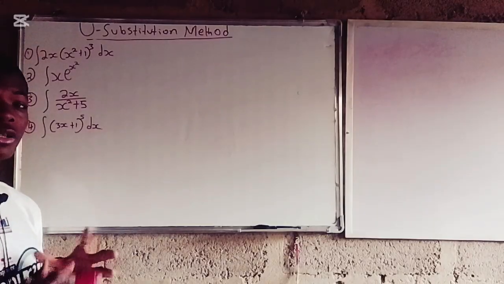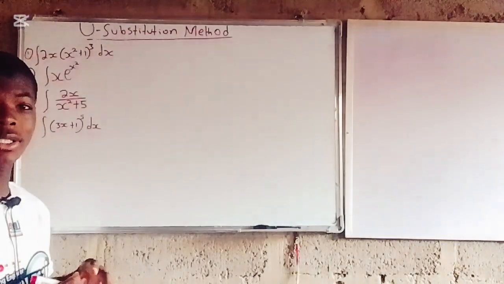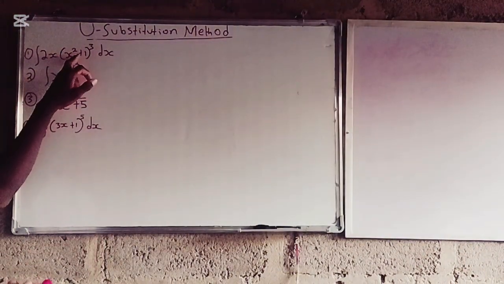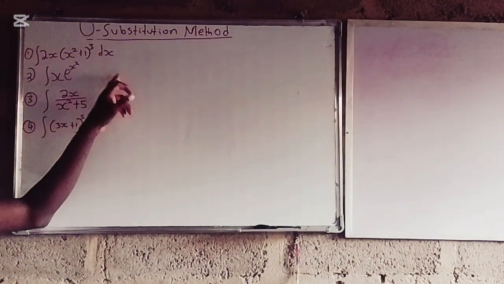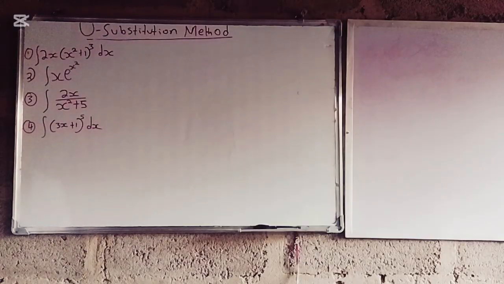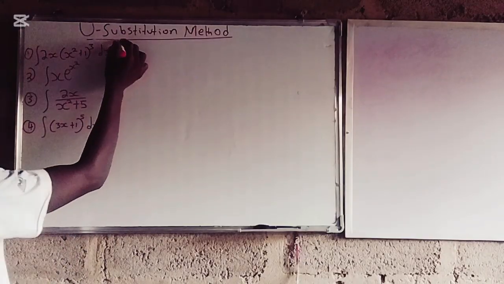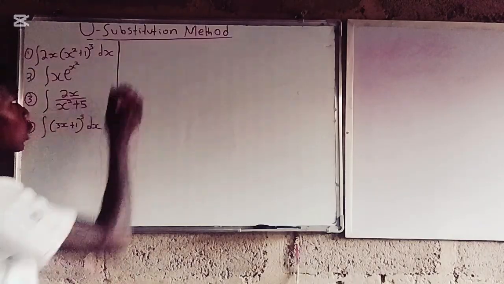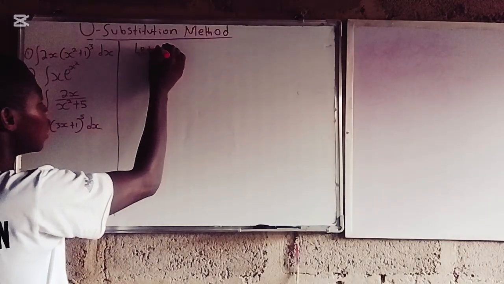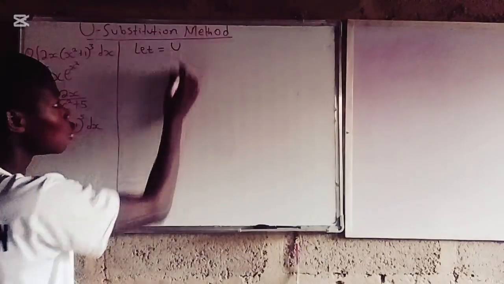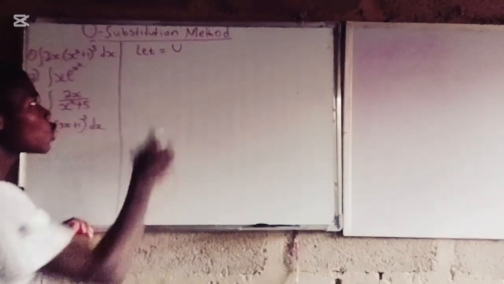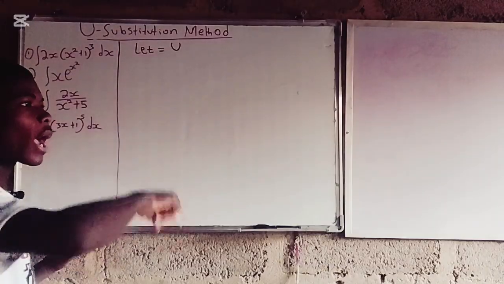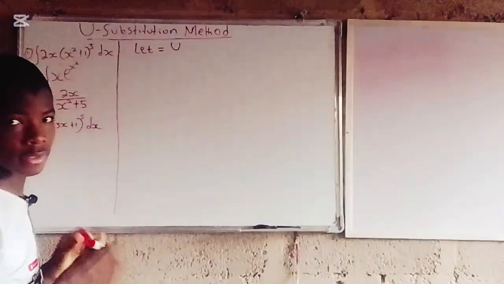The integral cannot be solved directly by using what? By using the indefinite integral, or let me say by integrating this. They cannot be solved directly, unless we use the U-substitution. So how can we use this U-substitution? The first thing that we do in U-substitution is letting one of the variables be U. After letting it be U, we have to differentiate this U. After differentiating this U, we have to find the value of dx.